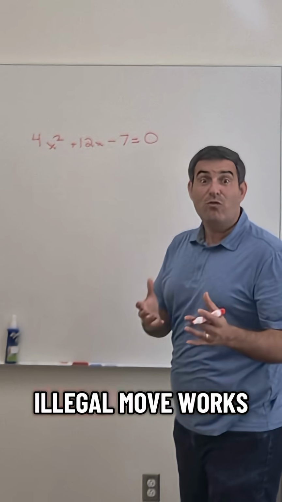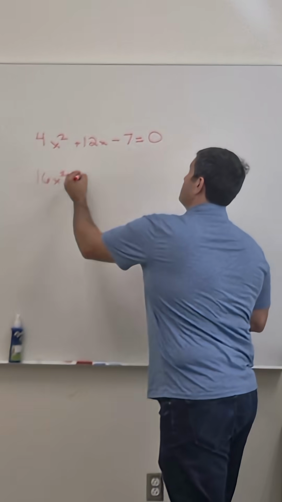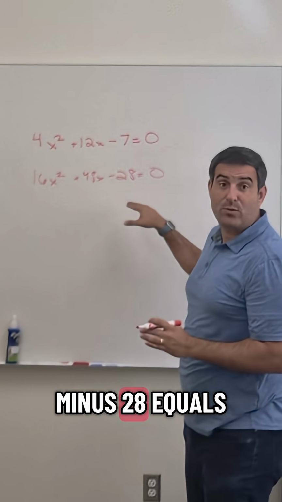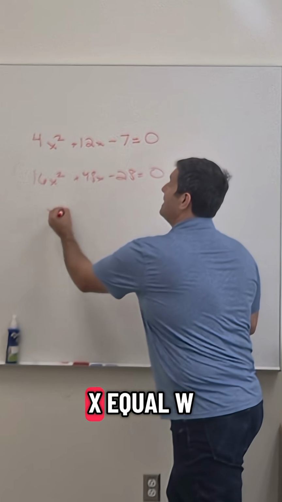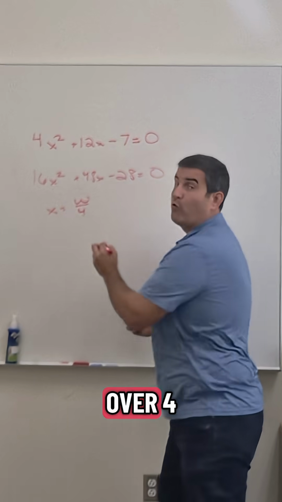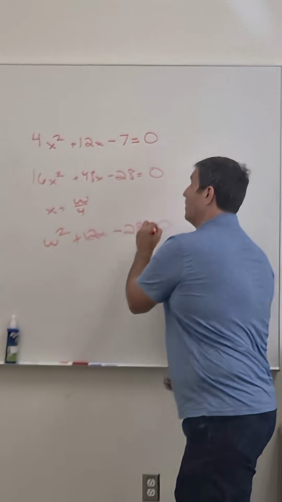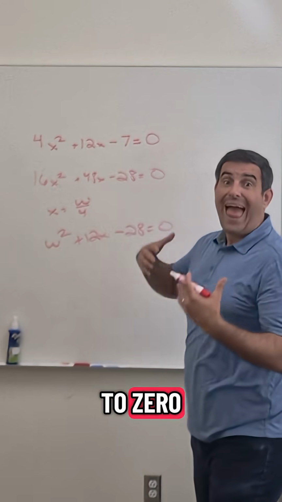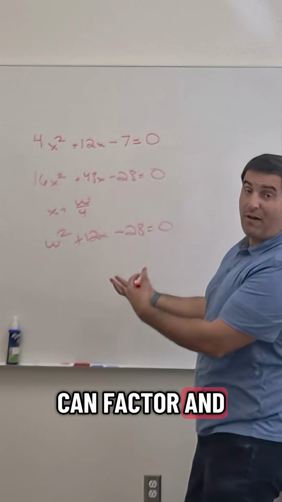The reason the illegal move works is because what you're actually doing is you're multiplying through by 4, which gives you 16x squared plus 48x minus 28 is equal to 0. And then we're doing a substitution. We're saying, hey, I'm going to let x equal w over 4. And when you do that substitution, what you're left with is w squared plus 12w minus 28 is equal to 0. And that is legal. This you can factor and find the roots.